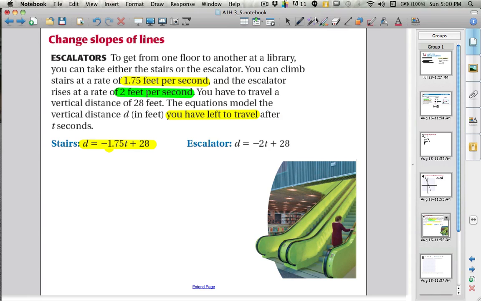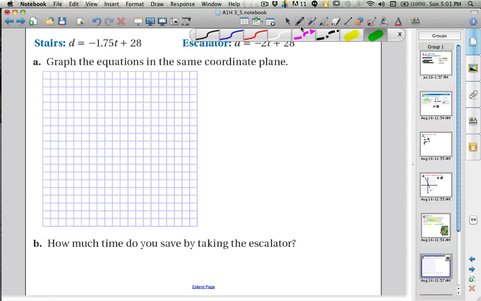After t seconds. So obviously when this reaches 0, I'm on the next floor. And for the escalators, it's d equals negative 2t plus 28. So let's take a look at graphing these.